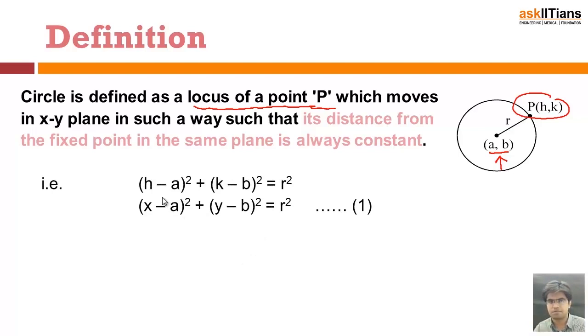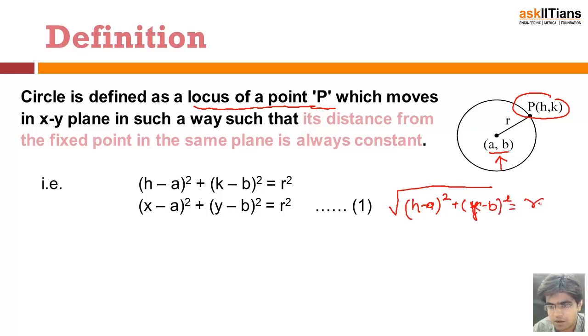But this was a figurative definition. How can we express it in mathematical language? As I've said that its distance is constant, so first of all let's apply the distance formula. So I'm going to write square root of (h minus a) square plus (k minus b) square is equal to r. If you square this equation, you will get (h minus a) square plus (k minus b) square is equal to r square. Now what I have done here is that I have replaced h with x and k with y. So that becomes (x minus a) square plus (y minus b) square is equal to r square.